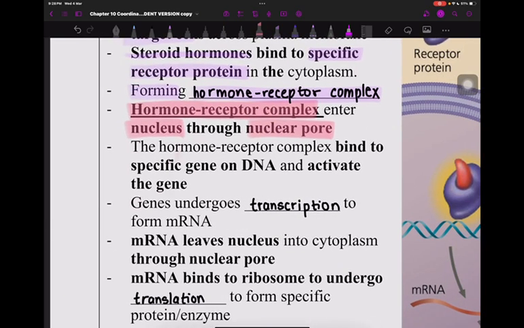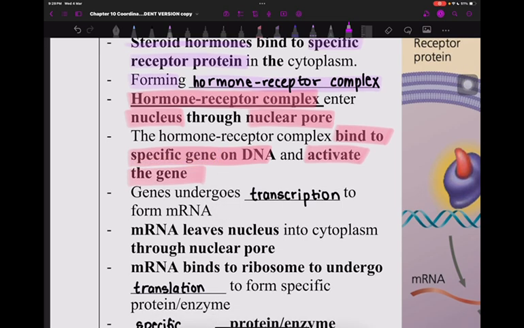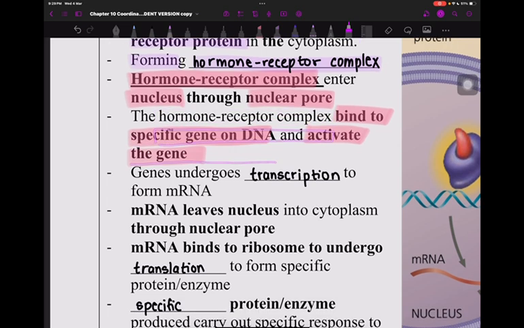Next, hormone receptor bind to specific gene on DNA and activate the gene. Yang ini pun kita kena mention juga specific gene on DNA. Specific gene ni adalah dia punya keyword, main keyword. After hormone receptor complex ni dia sudah bind dekat specific gene on DNA, then the gene will undergo transcription. Nah, kita masuk balik chapter 6 SEM 1 to form mRNA.